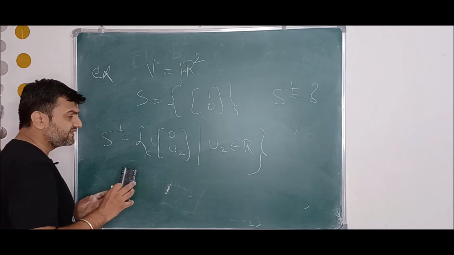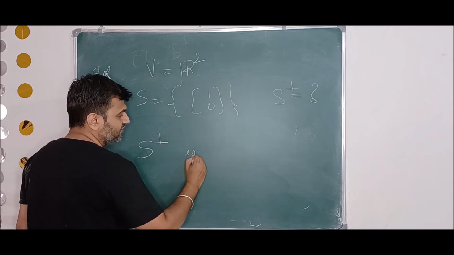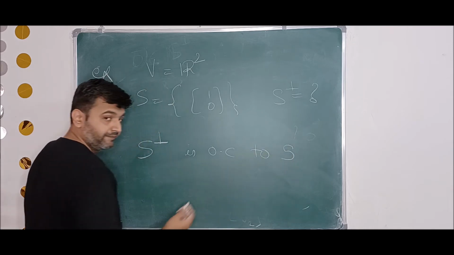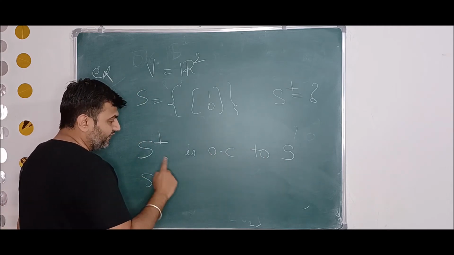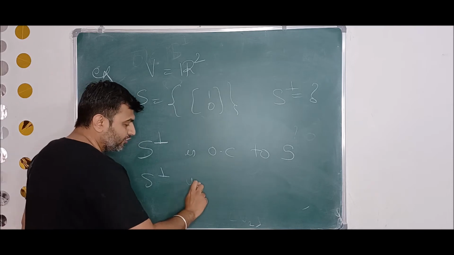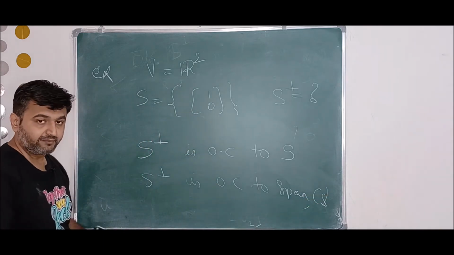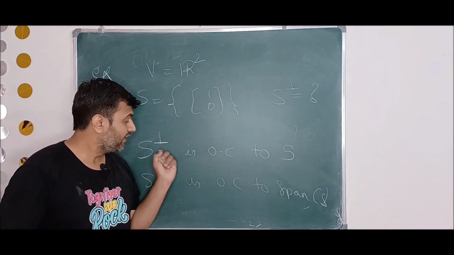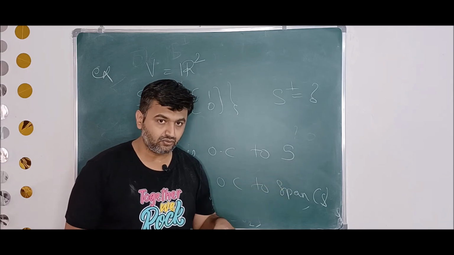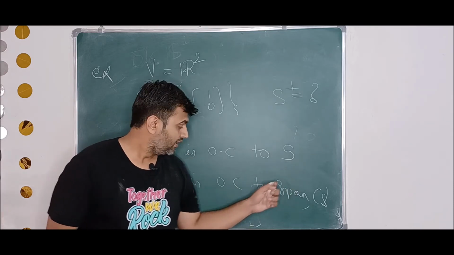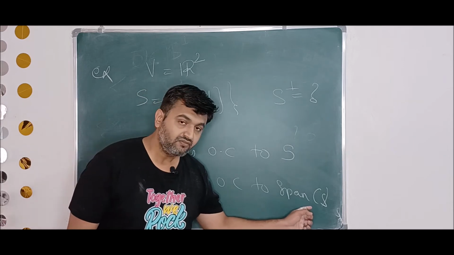Okay, there is one nice result actually. If S perp is the orthogonal complement to S, and S is a subset, not necessarily a subspace, then S perp is also the orthogonal complement to span of S. That means if you take a vector in S perp, say V bar is in S perp, that means the inner product of V bar with small s is 0 for all s in capital S. If this is true, then V bar is also orthogonal to the elements of span S.